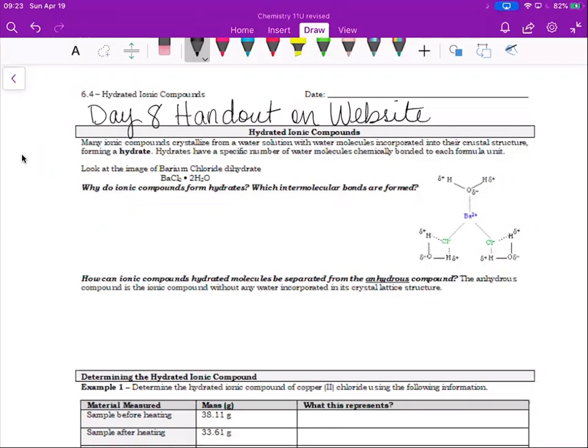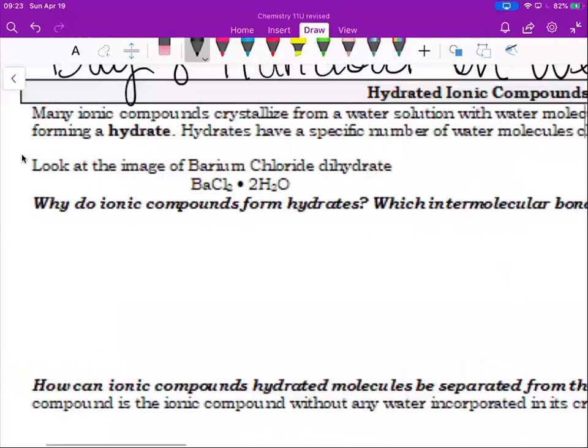I'm going to be working from the day 8 handout on my website, on Unit 3. What we're going to talk about is hydrated ionic compounds. We're going to look at the formula first. I'm going to use pink. So this is an example of a hydrated ionic compound. You see that we have barium chloride, and with it comes two waters. Waters are what make this compound hydrated. So I would call this barium chloride dihydrate.